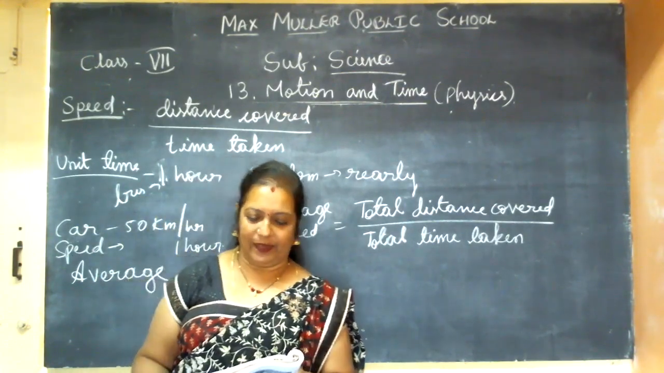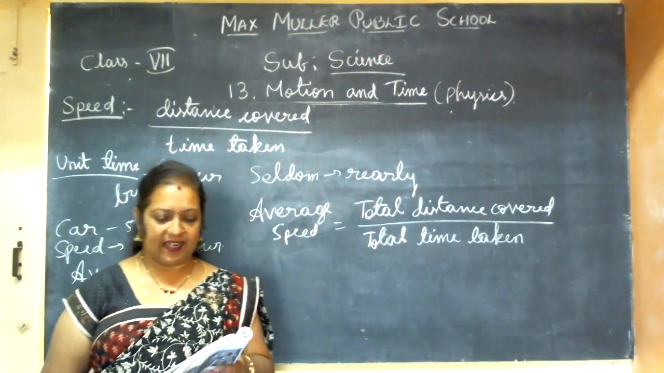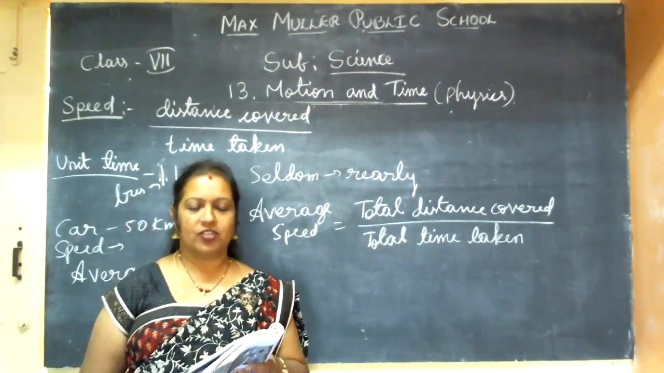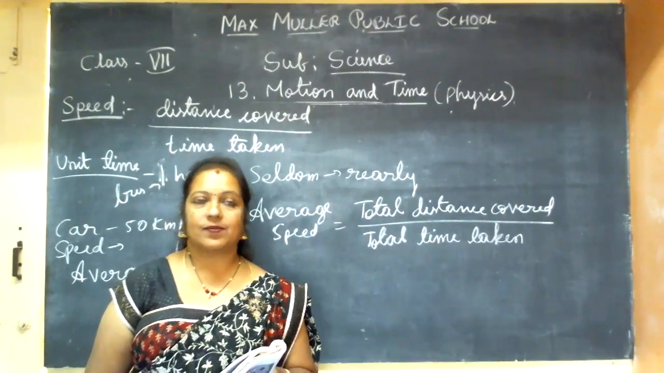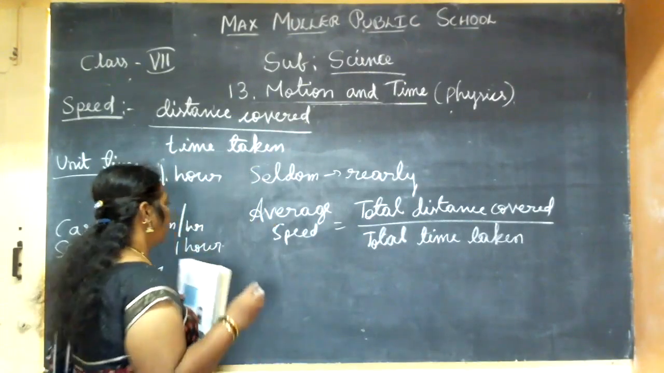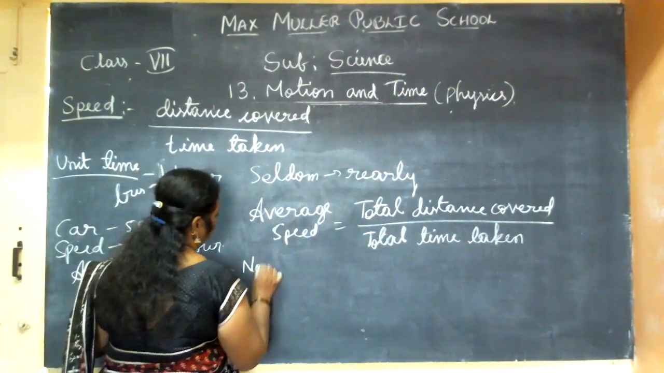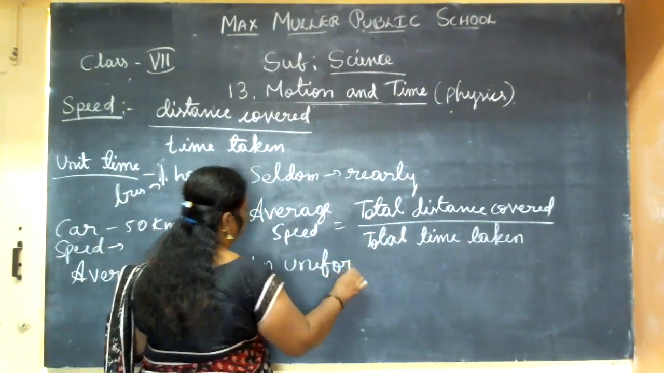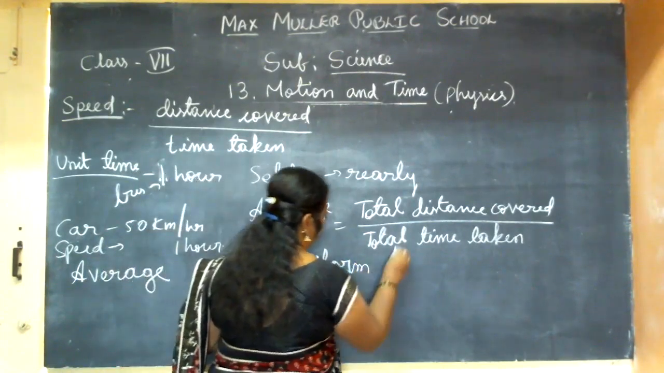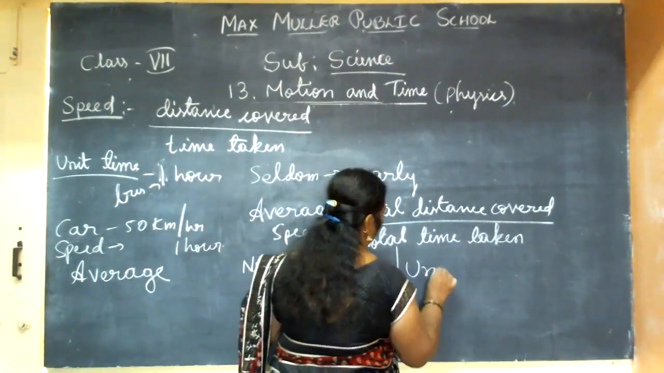That's why if the speed of an object moving in a straight line keeps changing, its motion is said to be non-uniform. See, here they have given two concepts. One is non-uniform. Another one is uniform motion.